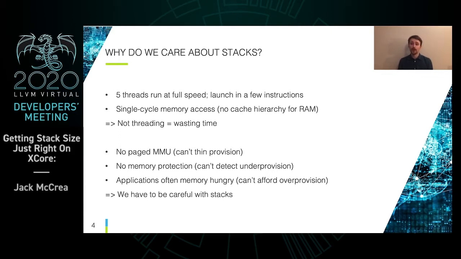However, we don't have a paged MMU or hardware memory protection, and we see lots of audio and AI applications which want as much memory as they can get. This creates a situation where we can't over-provision or thin-provision our task stacks, but we also can't detect an under-provision. So we have to get stack sizes exactly right. And since parallelizing even small jobs is often profitable, we see lots of short-lived threads, and managing their stacks by hand becomes a burden for users.